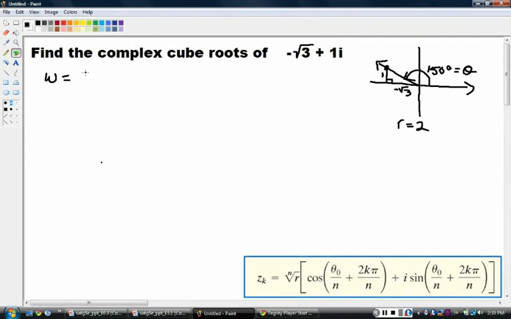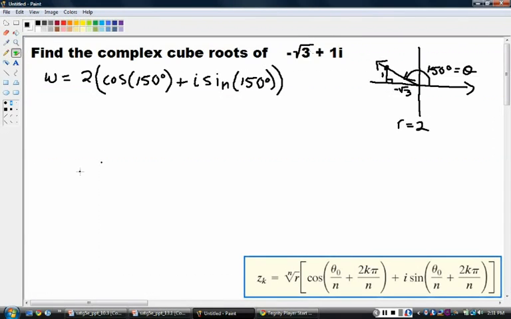I'm going to call my complex number w, and the roots will be z sub k, for k equals 0, 1, 2. We'll get to that in a second. But right now, let's just write our complex number in polar form. 2 times the cosine of the angle, 150 degrees, plus i times the sine of the angle, 150 degrees. Okay, that's the first step, convert to polar form. Same point, same number.